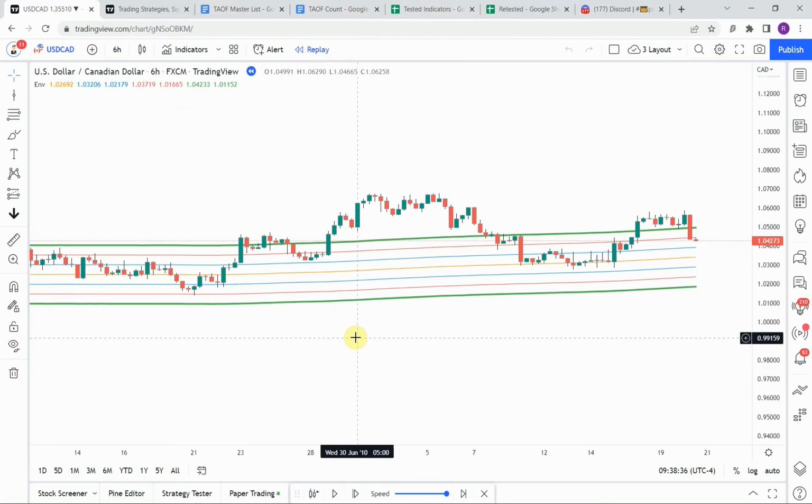Today, we will be testing the 3 times envelope indicator.